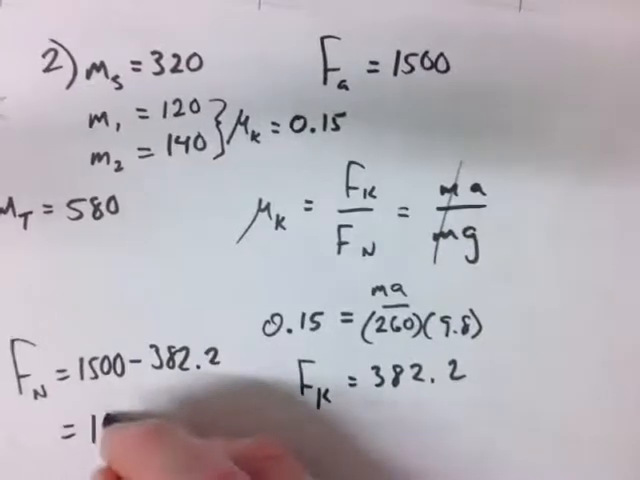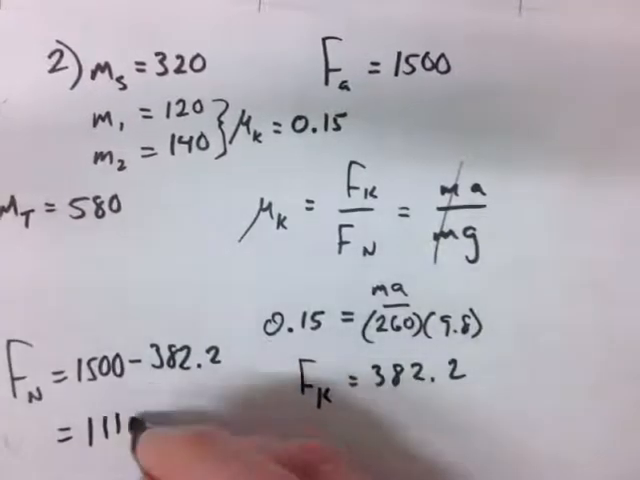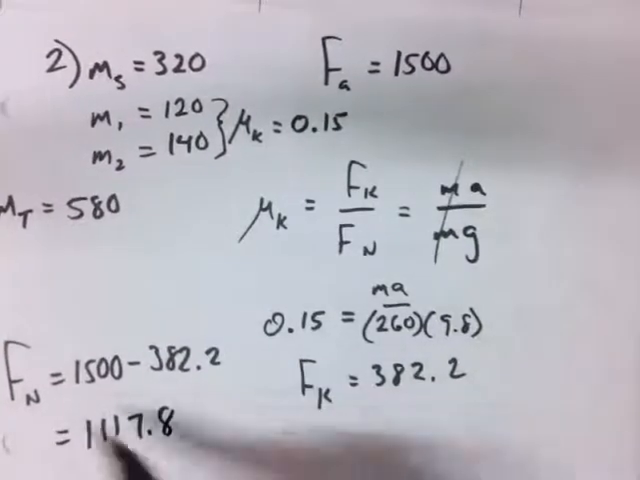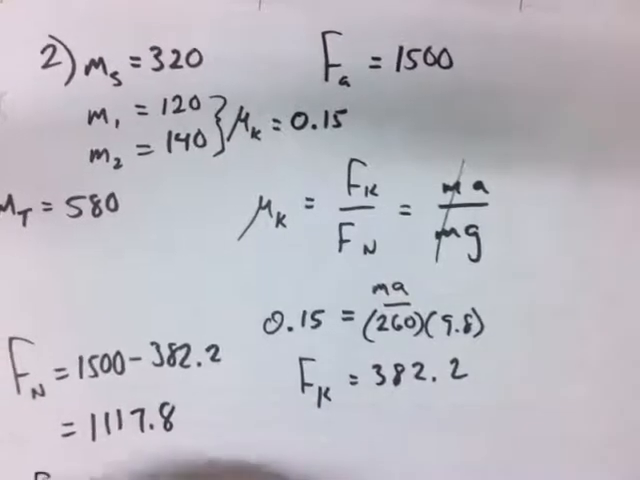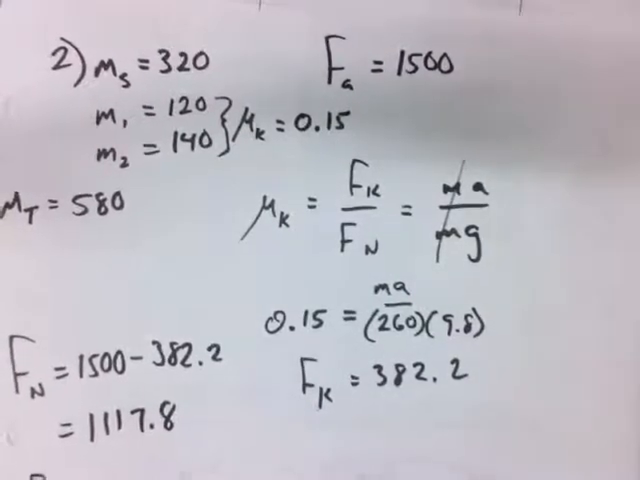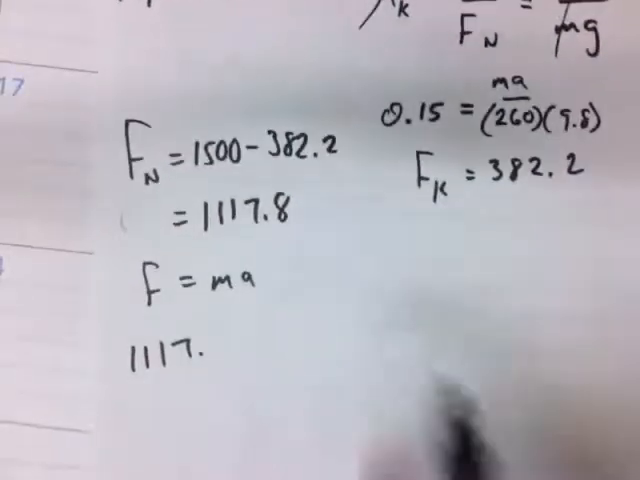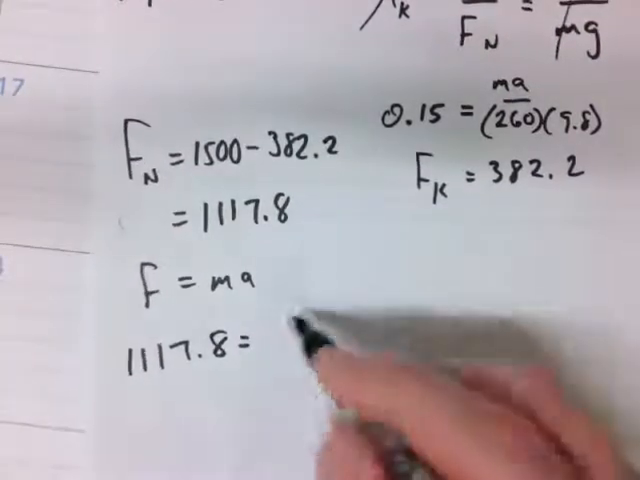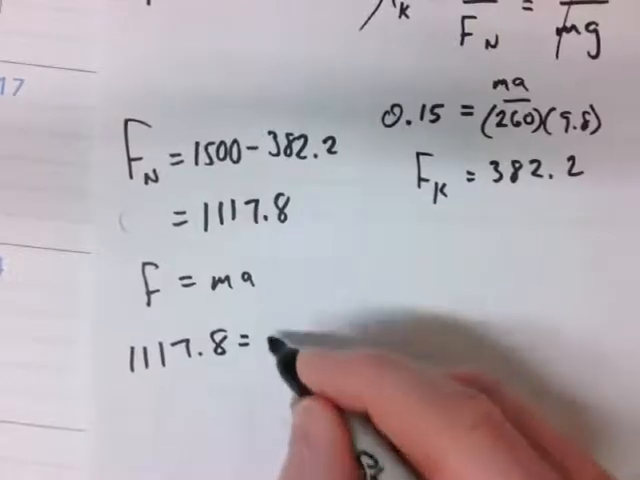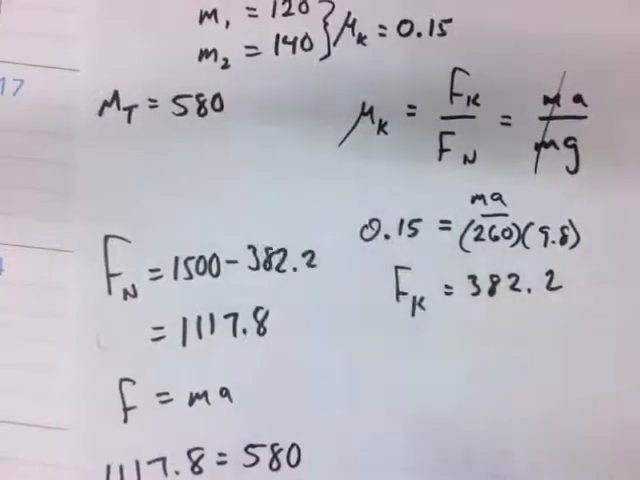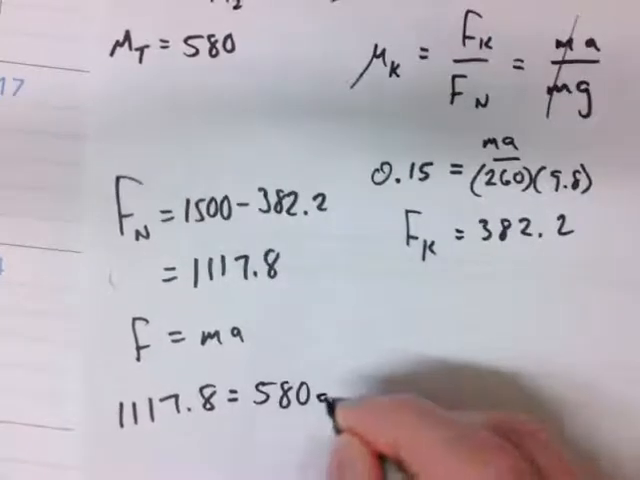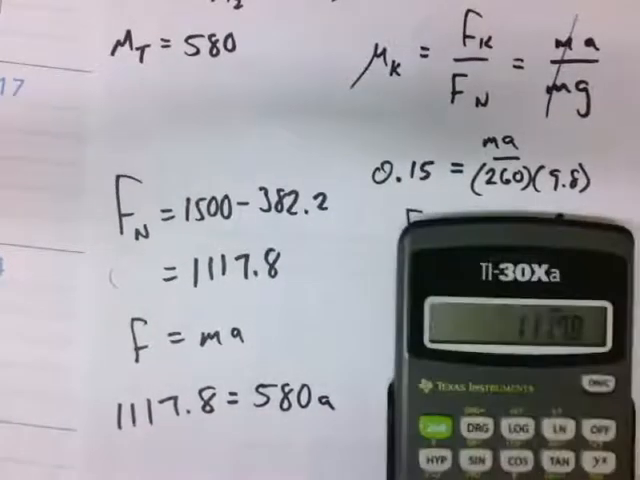1117.8. This is the net force. F equals ma. 1117.8 equals, so now it's the total mass of everything. That's 580. Remember, we figured that out earlier because we were smart. 580 times a. Divide both sides by 580.